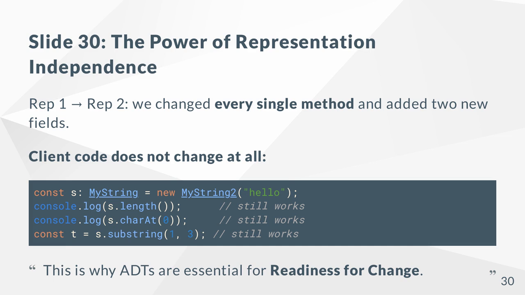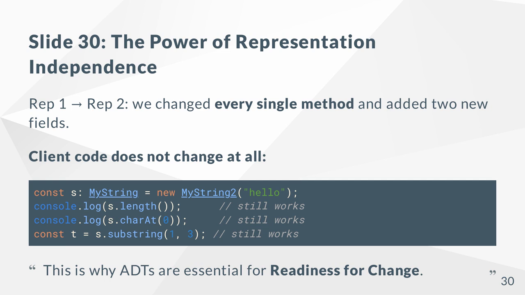And yet, the client code does not change at all. If you had written code using MyString and someone swapped the implementation under the hood from MyString1 to MyString2, your code would still compile. It would still run. It would still produce the same results. You would never know the change happened because you were only ever depending on the specification, not on the internals.